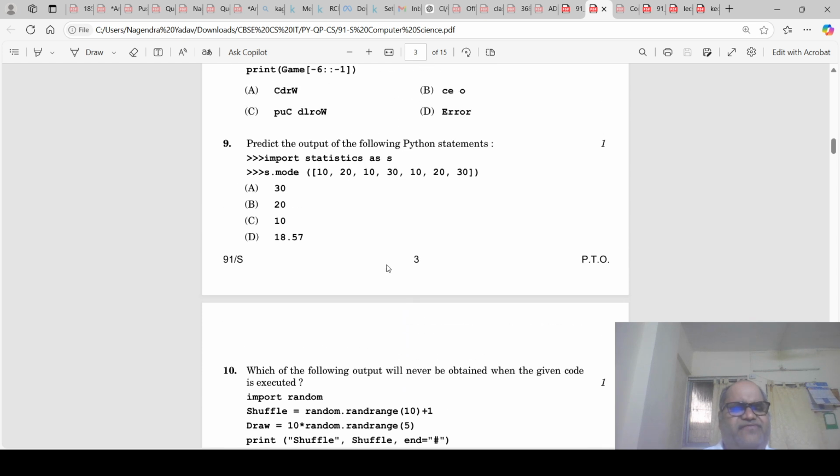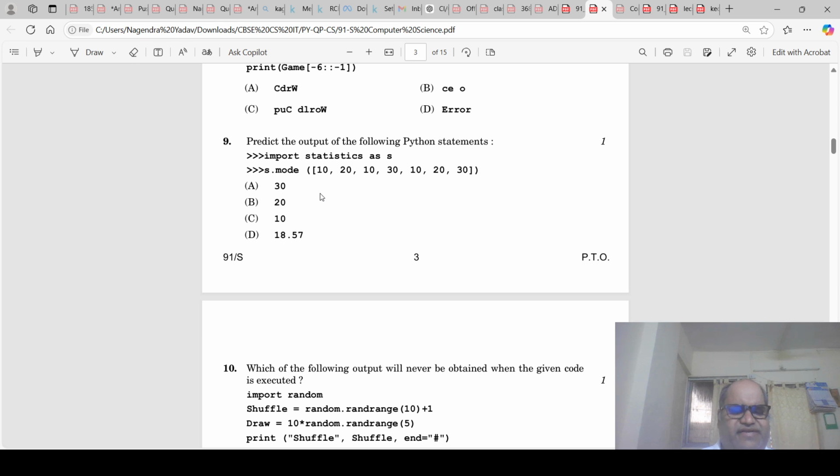This is pretty important. If you see one of our statistics related questions, question 9, it is testing what the mode is. You need to know what output you can expect from mode, but you can even answer it from your general knowledge of statistics: something which is repeated the most number of times. If you see here, 10 has 3 repetitions, 30 has 2 repetitions, and 20 has 1 repetition. So your answer will be C, 10.